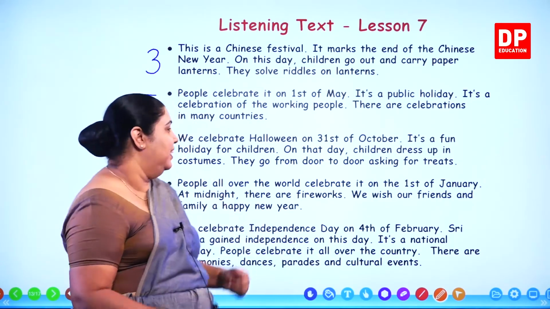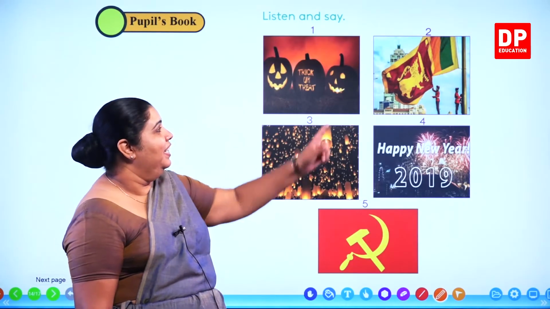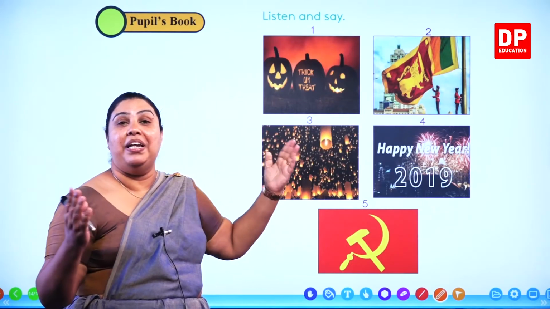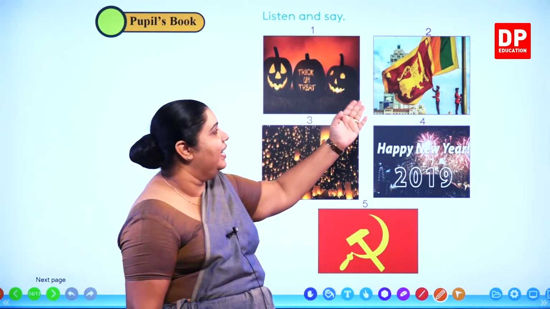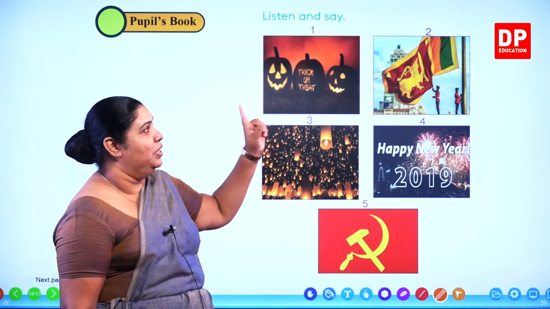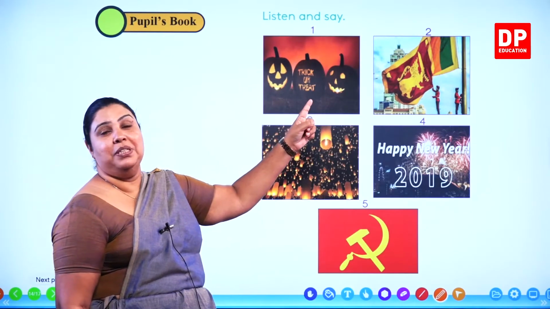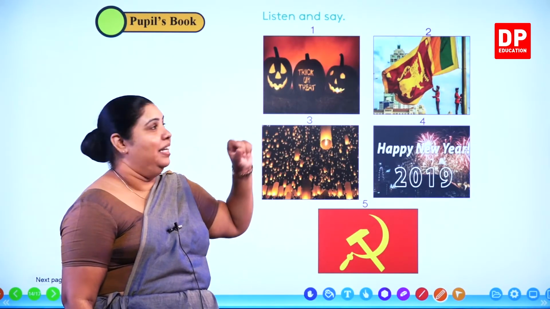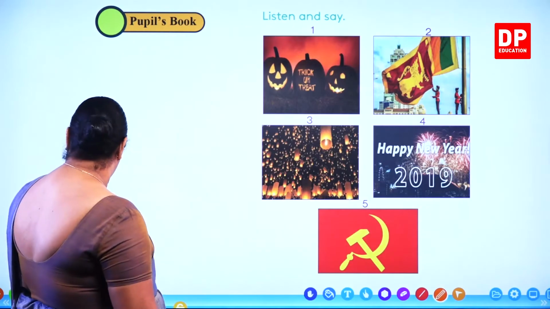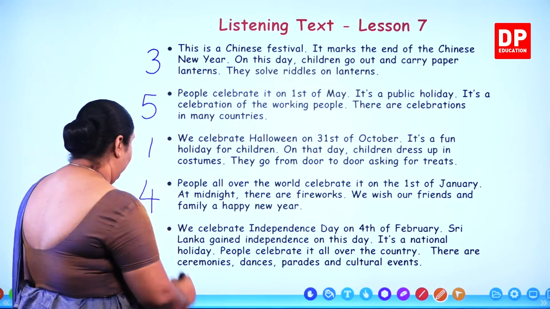What is the picture? It is picture number 2. That's right. Independence Day. Our national flag is over here. 1, 2, 3, 4, 5. And our description for Independence Day matches with the picture number 2. So the final one goes with number 2.